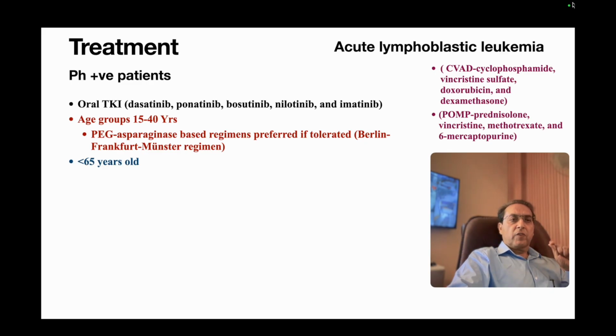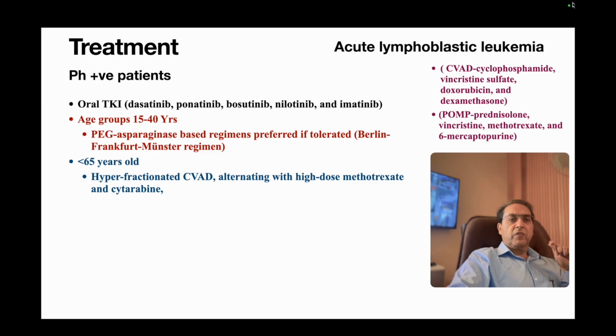In patients who are less than 65 years old, hyperfractionated CVAD, which consists of cyclophosphamide, vincristine sulfate, doxorubicin, and dexamethasone, along with high-dose methotrexate and cytarabine can be used. Patients can also be given a bispecific CD19-directed CD3 cell engager, blinatumomab.